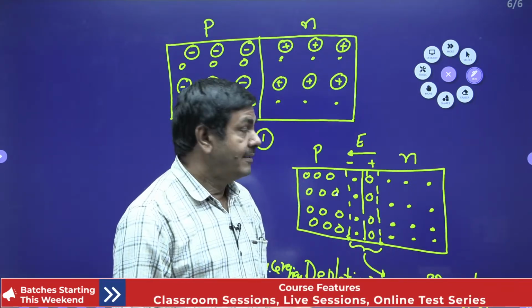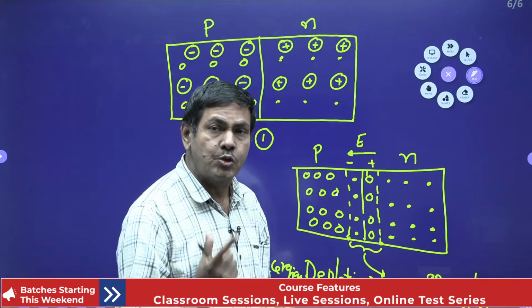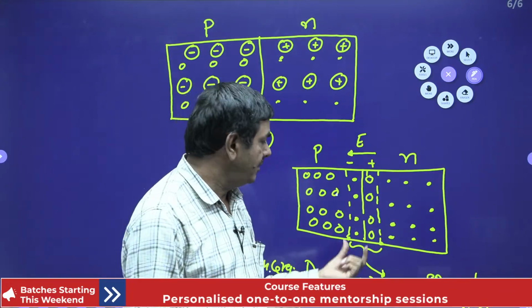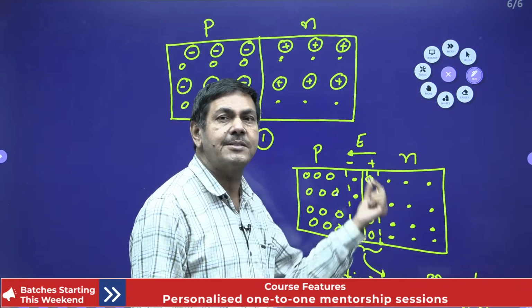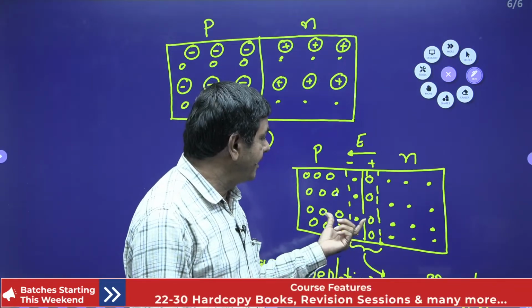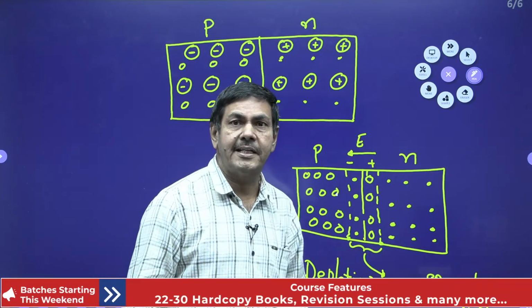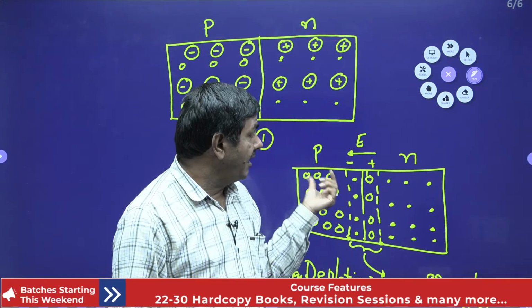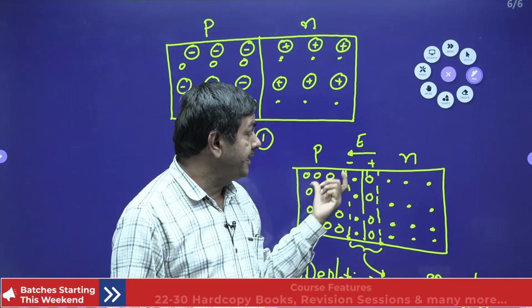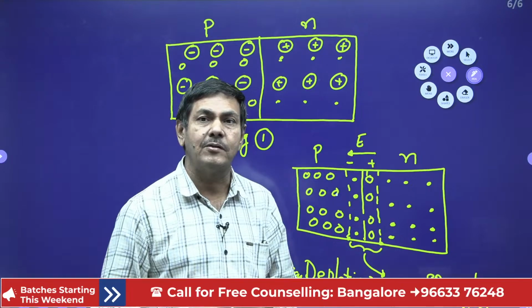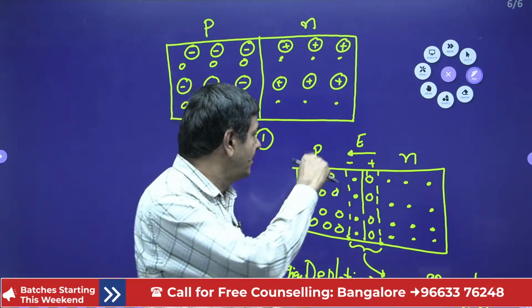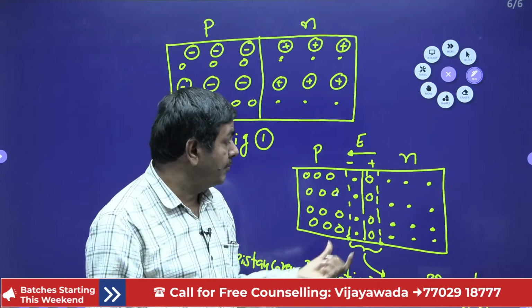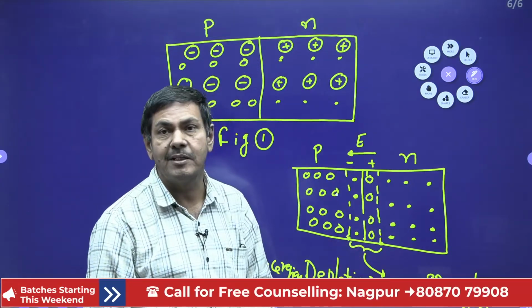Whenever the p-type and n-type are less doped, the depletion layer width will be very small. But in case the concentration in the p-type and n-type is more, with moderate doping for example, the depletion layer is moderate.